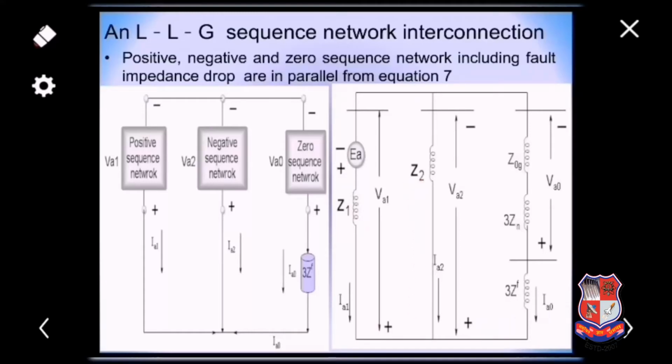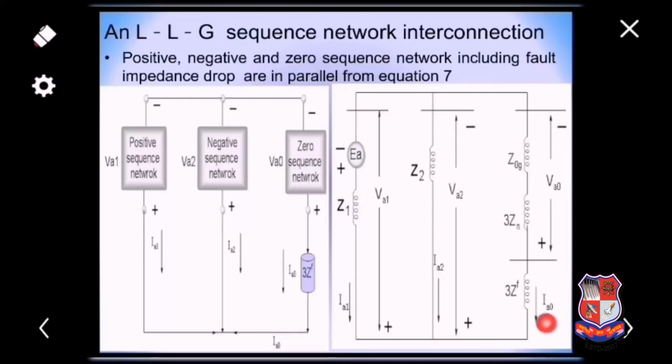How to apply the current divider rule? Suppose I want to find IA2, then IA2 is equal to the total injected current IA1 into the fraction. The fraction is the ratio of the opposite branch impedance divided by the summation of both branch impedances. So this is actually minus IA2. So IA2 is equal to minus IA1 into Z0G plus 3Zn plus 3ZF divided by Z2 plus Z0G plus 3Zn plus 3ZF. Similarly, we can obtain IA0.